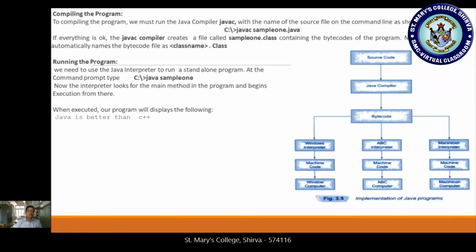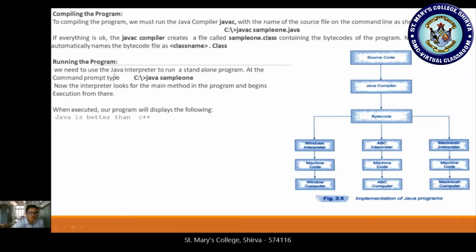So how to compile this Java program and how to run this Java program? I will show it practically. Let us see here, C colon slash greater than symbol. It clearly shows we are using DOS mode. In the DOS mode I have to use the compiler. So what is the compiler? javac sample1.java. This is the compilation of your Java program.